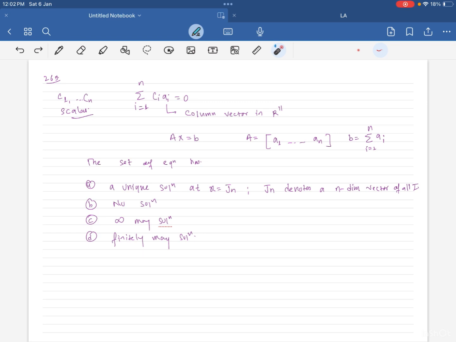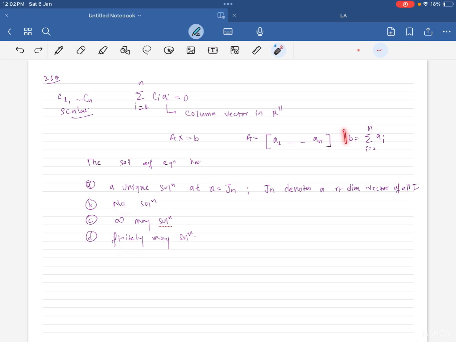And in the system we are given b, and b is also given as a sum of the columns, right? That means b will be in the column space of A. Now what we have been asked is whether the set of equations has a unique solution, no solution, infinitely many solutions, or finitely many solutions.